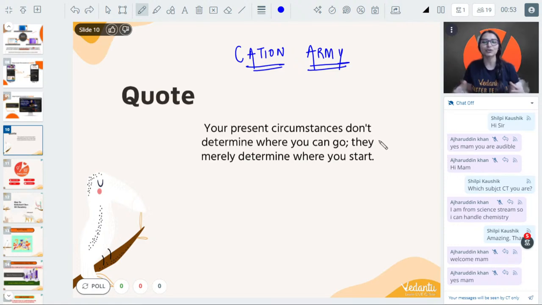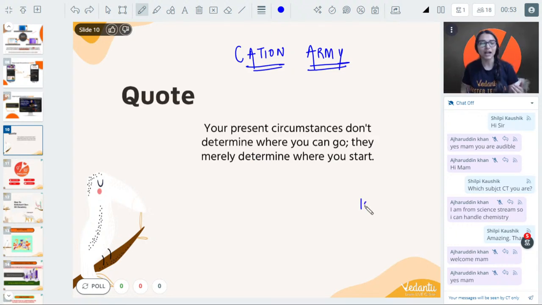That is so true. So you do not let your present condition impact what your future would be. You have to build it from here, hai na? So it's always said one day at a time. So take mini steps until you reach whatever target you have set in your life.